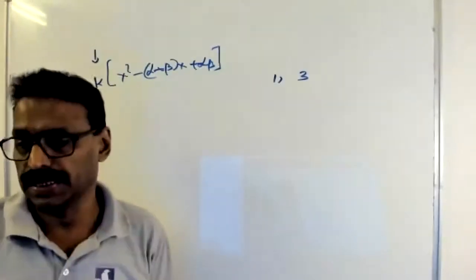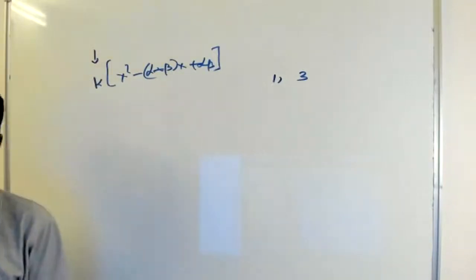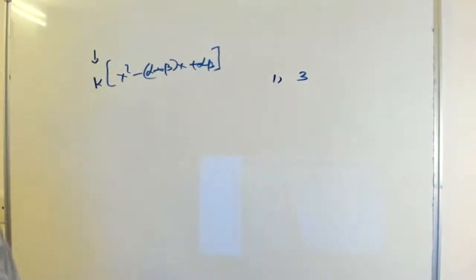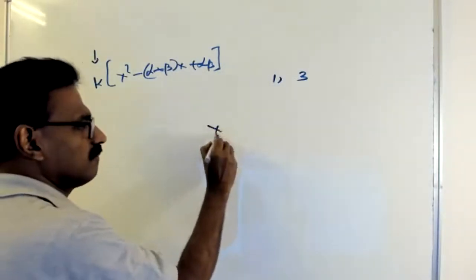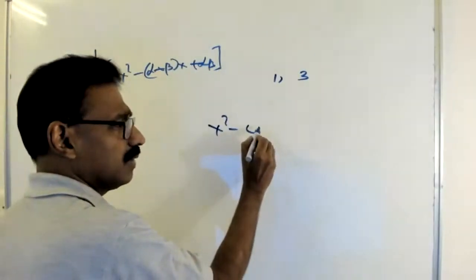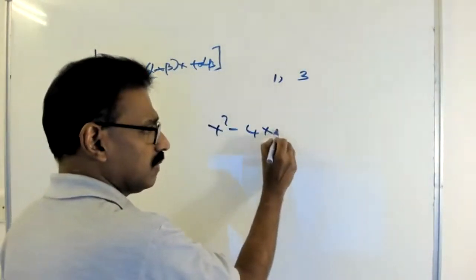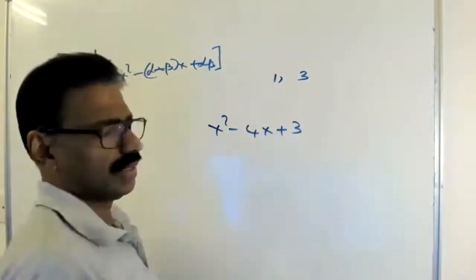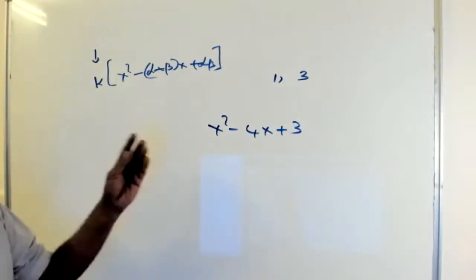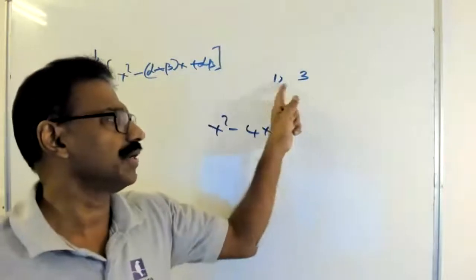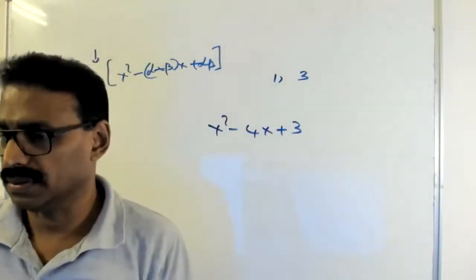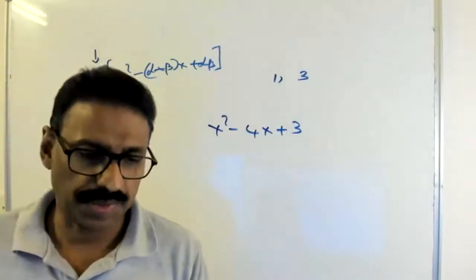So now, for example, the zeros are 1 and 3. What is the polynomial, Lena? x square minus 1 plus 3, 4x. You just directly say it. So minus 4x plus 3. Correct? Because you just find it very simply: x square minus 1 plus 3, 4x, 1 into 3, 3. Finish. Simple, anyone can answer it, not like splitting the middle terms and all.